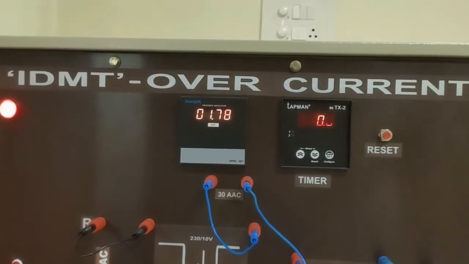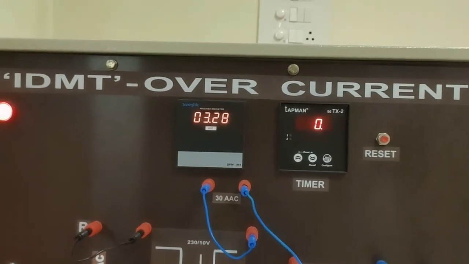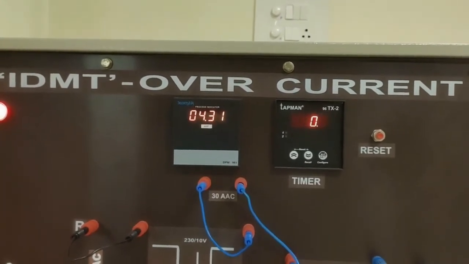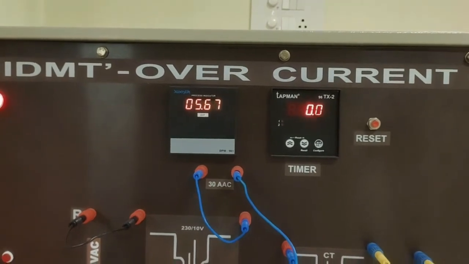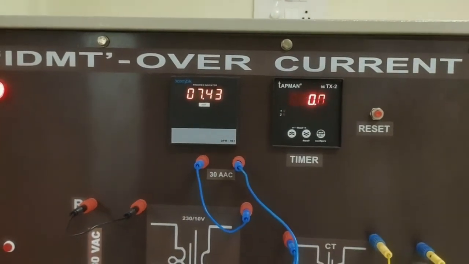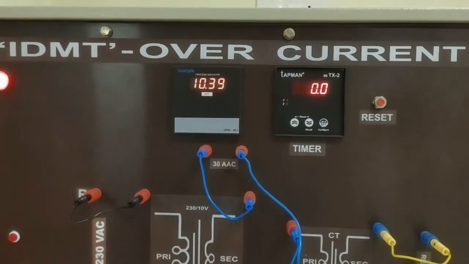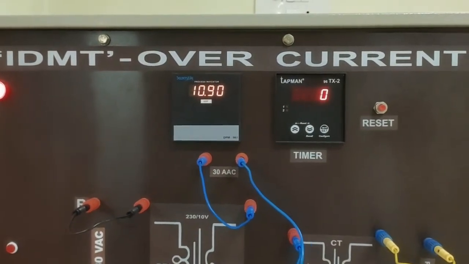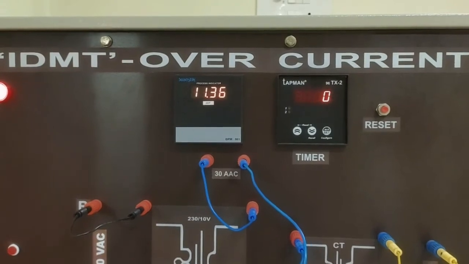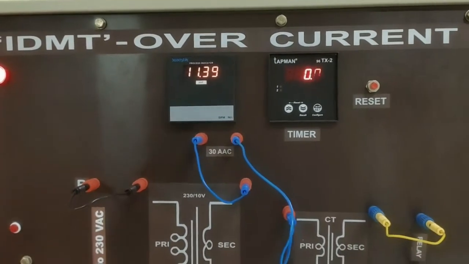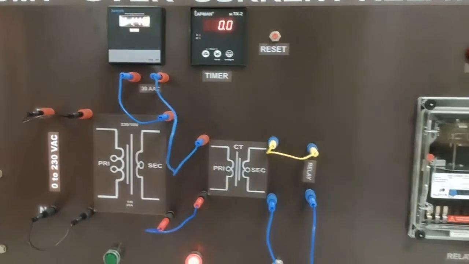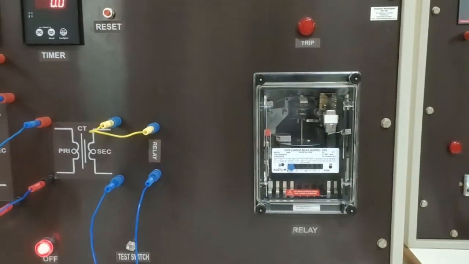The pickup current equals plug setting multiplier into CT ratio. The plug setting multiplier we are selecting is 0.5 only, and the CT ratio is 20. So up to 10 ampere we applied by the help of the variac. You can see the current 10 point, then this is 11.36. More than the 10 ampere means the disk starts to rotate.